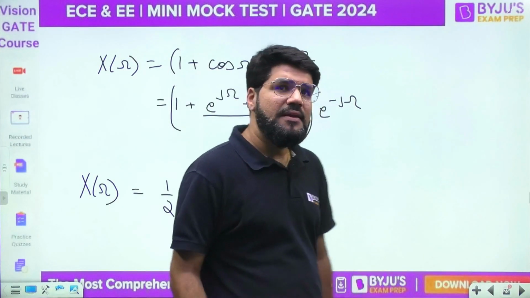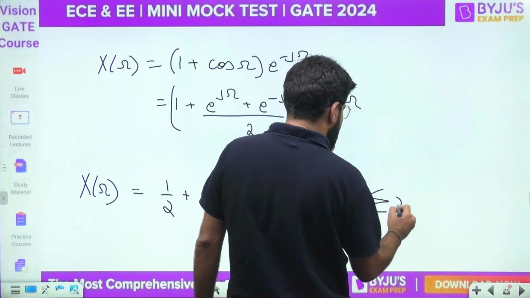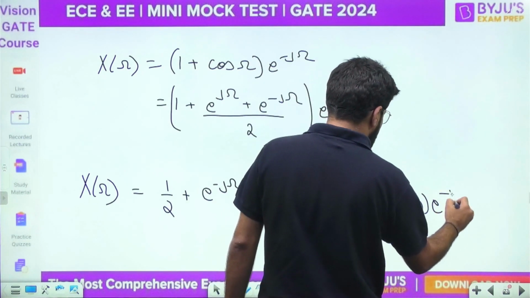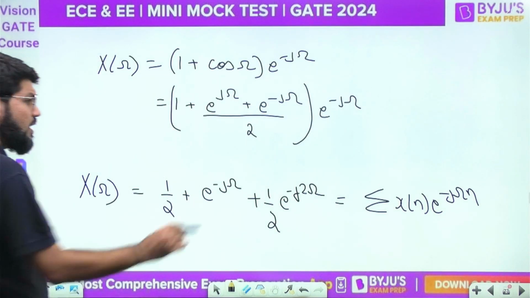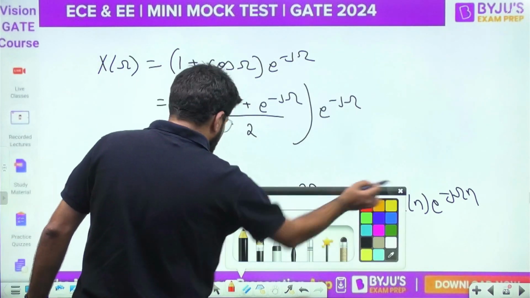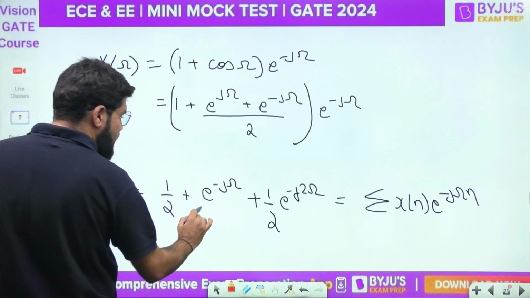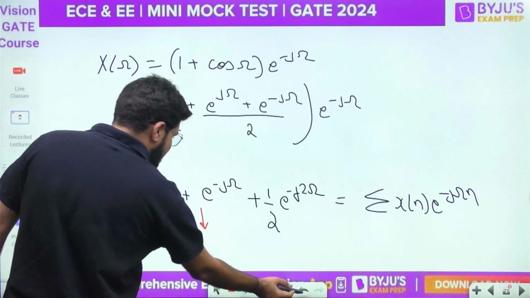Now what is x[n]? x[n] is nothing but the summation of x[n] e raised to the power minus j omega n. That is the basic DTFT formula. So this e power minus j omega corresponds to n equal to 1. The value of n is 1.